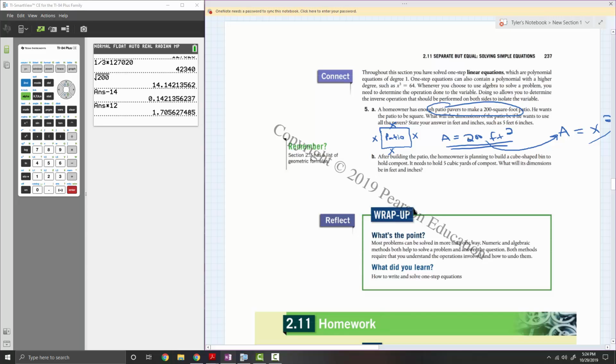Right. So let me go back to here. So we figured out part A. Then part B is dealing with, we want to build a cube-shaped bin to hold compost, and it needs to have 5 cubic yards of compost, right?